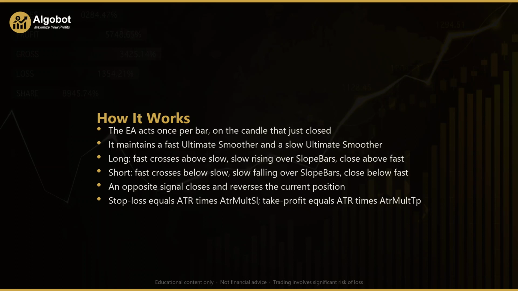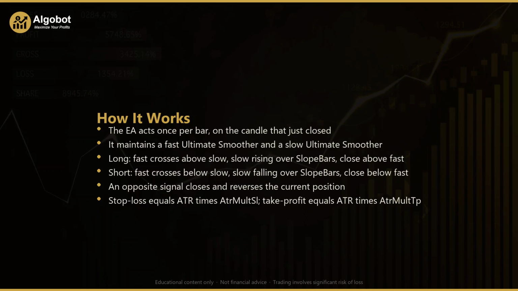Let's walk through the exact logic. The strategy only makes decisions once per bar at the moment a candle closes. That completed candle is what drives every calculation, which keeps the signal stable and avoids reacting to a bar that is still forming. On each new bar, the EA updates two ultimate smoother lines from the closing prices. The fast smoother uses the FastPeriod input, which defaults to 20. The slow smoother uses the SlowPeriod input, which defaults to 50.